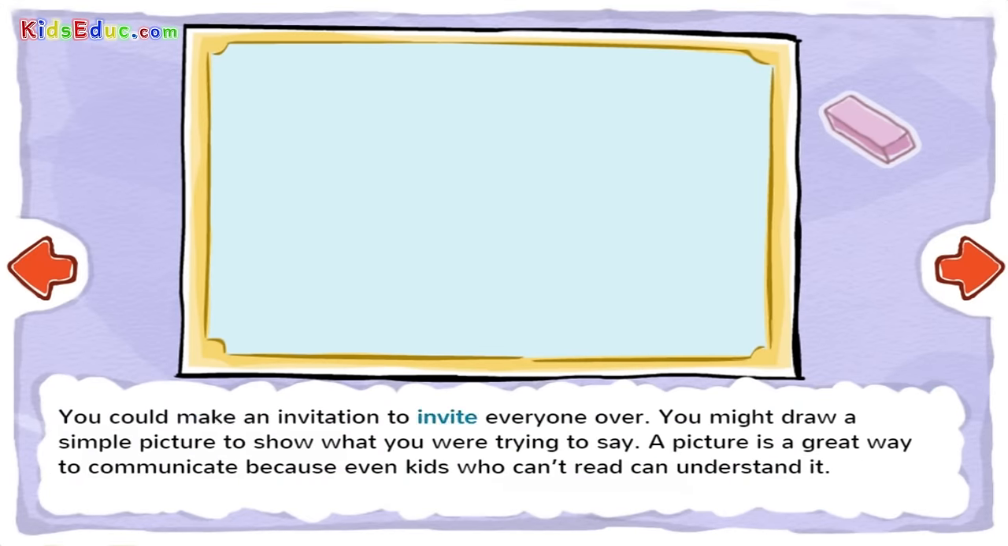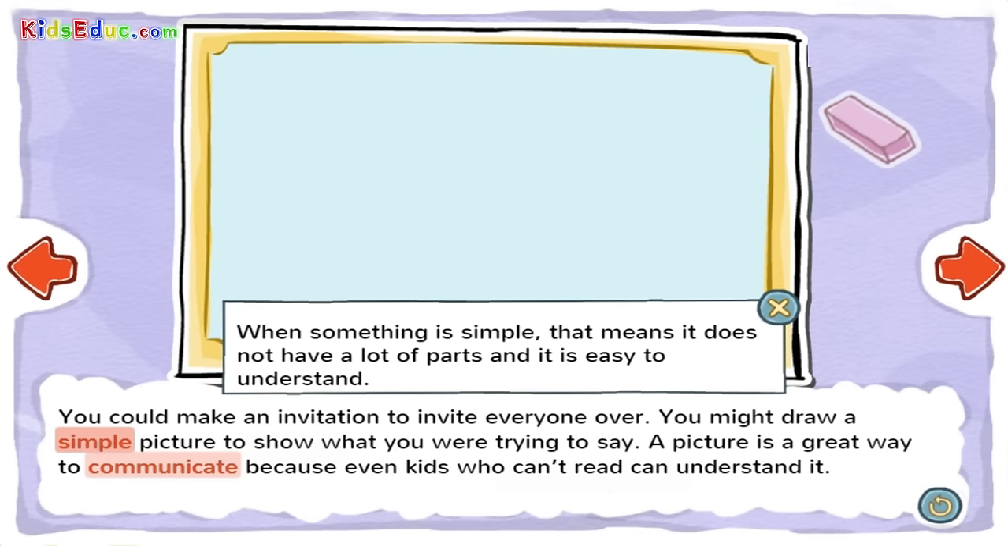You could make an invitation to invite everyone over. You might draw a simple picture to show what you are trying to say. A picture is a great way to communicate because even kids who can't read can understand it. Simple. When something is simple, that means it does not have a lot of parts and it's easy to understand.